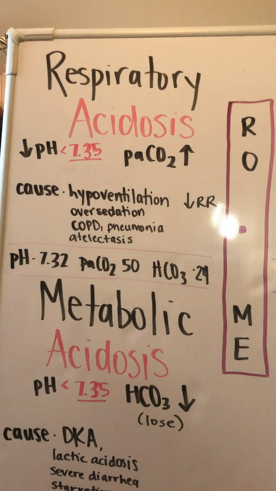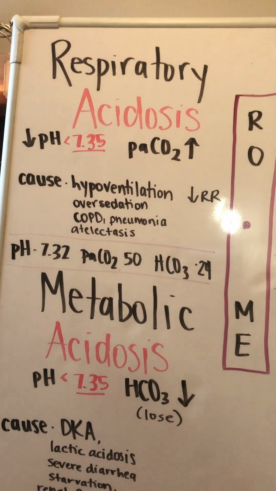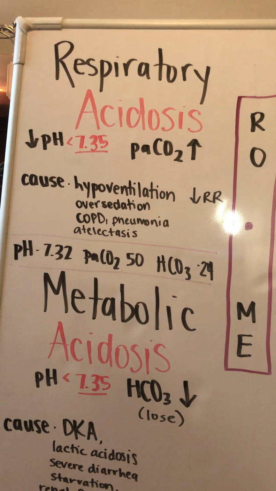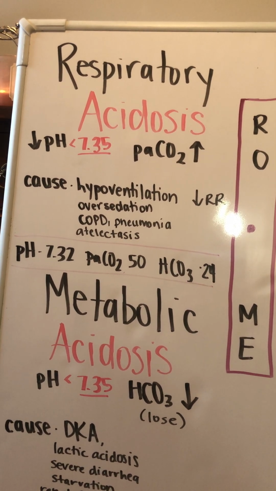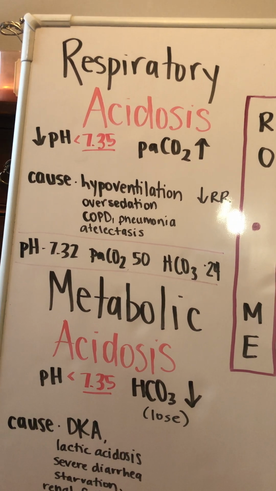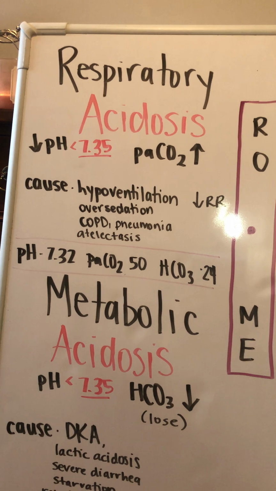So why might this be occurring? It's going to be because of a decreased respiratory rate. So you can remember this because the pH is going to be low, and so our respiratory rate is going to be low. Hypoventilation. So anything that causes hypoventilation, like oversedation, COPD, pretty severe pneumonia, or atelectasis could be causing respiratory acidosis.